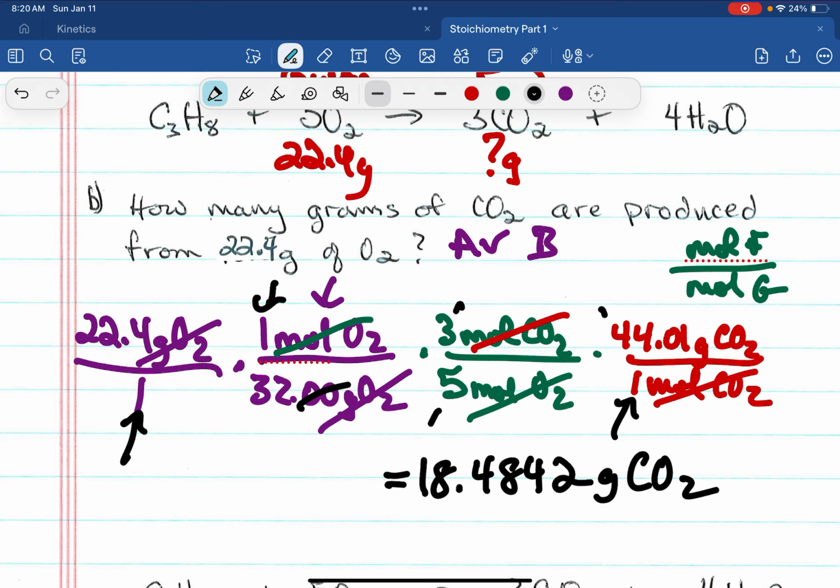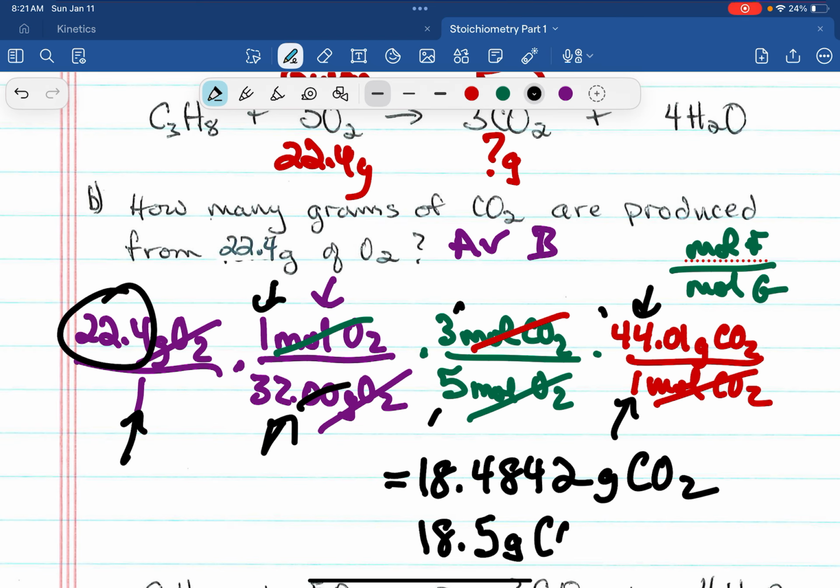grams of CO2. And if you put that, and you've got that stickler teacher who's going to count off for significant figures, then you're going to lose a point here. Because we started with 3 digits. This one had 4. This one had 4, but we always go with the least, right? I start with 3. I'm going to end with 3. 18 point. Now, I can't go 4 because after the 4 is an 8. 18.5 grams of CO2. There's my answer.